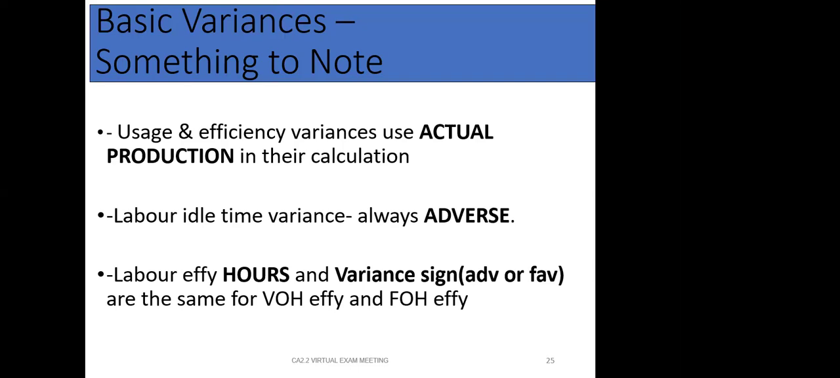If under labor efficiency hours, you calculate 10 hours favorable, it means that even under variable overhead efficiency, there will be 10 hours favorable. The sign also will be the same. Even under the fixed overhead efficiency, there will be 10 hours favorable.